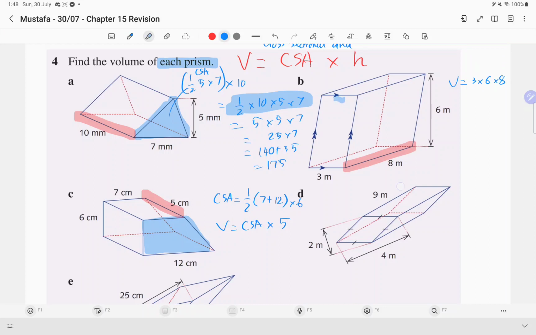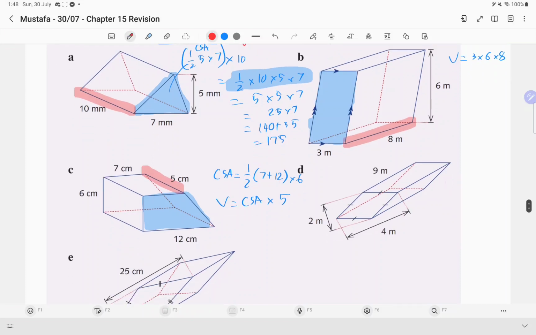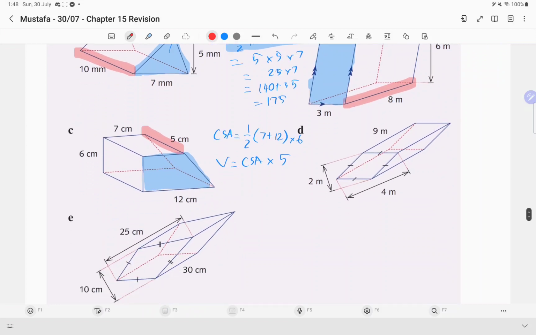Where the cross-sectional area is the parallelogram here. Did you learn this at school? The cross-sectional area formula? No. Okay, well, you're just going to have to learn it now. For these prisms, just find the cross-sectional area, which is the blue stuff, and times it by the perpendicular height. That's a little bit different from the normal height.